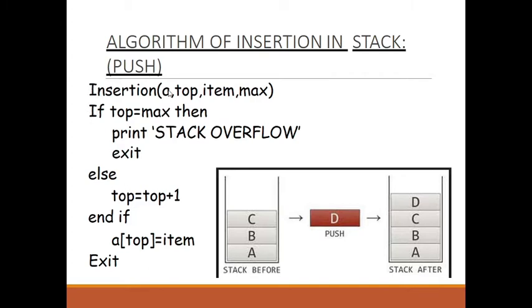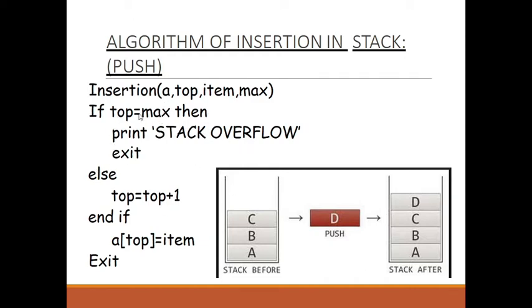The first step: we check if top equals max. We have a certain particular size of the stack that we have declared in our code. Let's say for instance only 10 items or 10 data can be handled by our stack, or 20. If our top is equivalent to that particular number, our maximum assigned size of the stack, we'll have a message of stack overflow. It means that we have already reached the highest number of data that we can put in our stack.